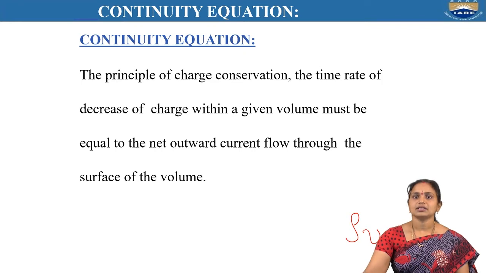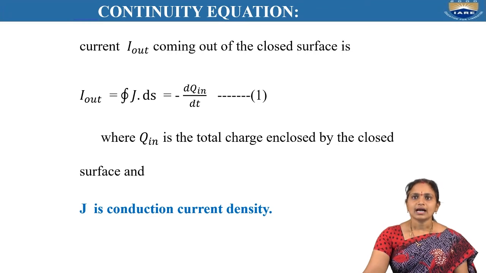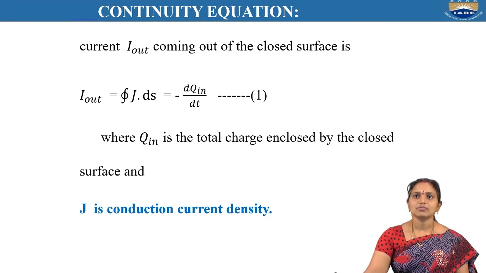The same statement can be given in mathematical form. The current I out, which is coming out of the closed surface, is represented as I suffix out. That I out will be given as minus d by dt of Q in. Here Q in represents the charge within the body. That is the time rate of decrement of charge, minus d by dt of Q in, which will be equal to I out, the current output.